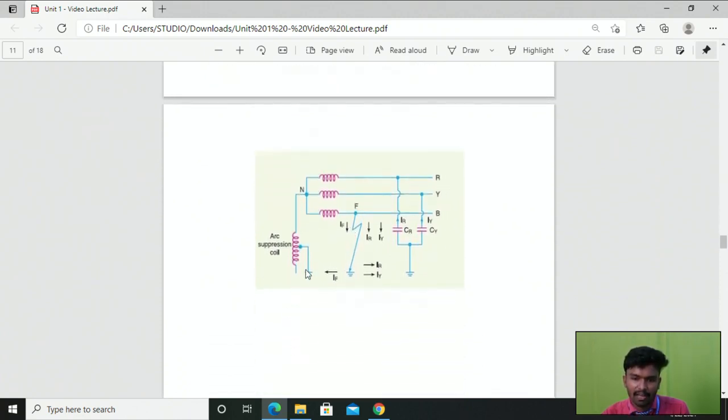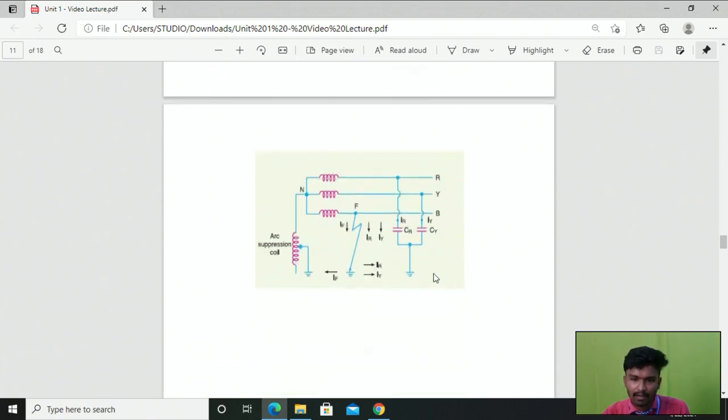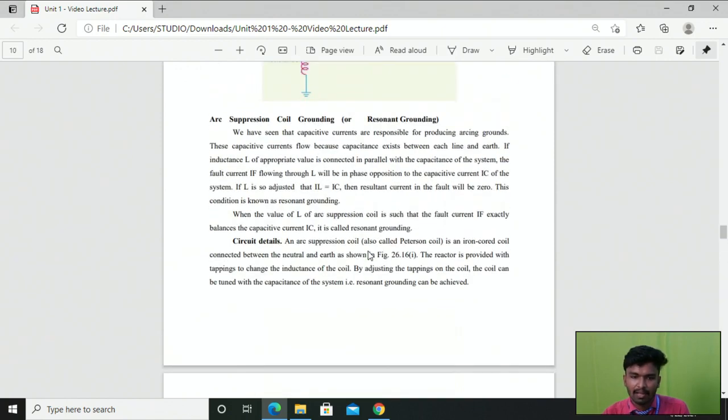Here in the arc suppression coil we have some tappings, right? The purpose of the reactor is to provide a number of tappings to change the value of inductance. Then only can we achieve the resonant condition, right? By adjusting the number of tappings on the coil, the inductance value can be tuned with the capacitance of the system. Only then can we achieve resonance grounding, right? So that's all about the operation of the arc suppression coil.